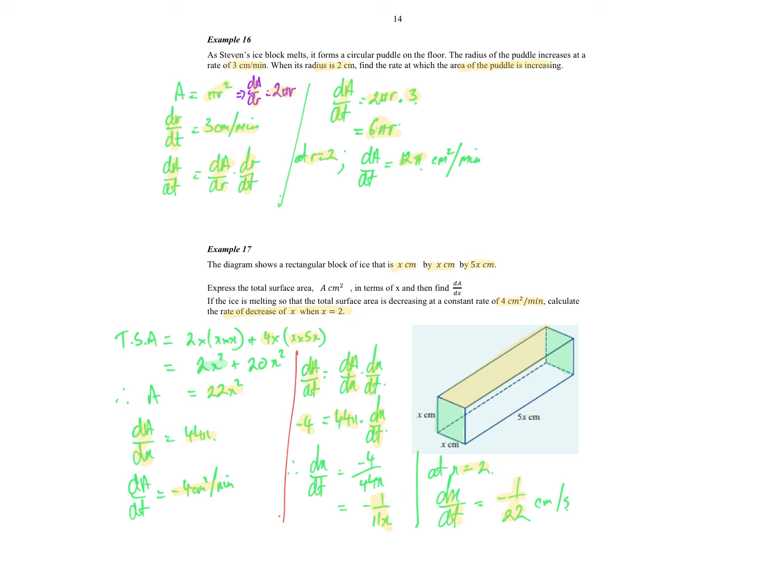So the negative implies it's decreasing, so you could argue it's asking for a rate of decrease. So you could possibly put just 1 on 22 centimetres per second. But if this was an exam, I'd probably specify it. It's decreasing at 1 on 22 centimetres per second. Or we could say that the rate is changing at, and we'd put the negative sign.